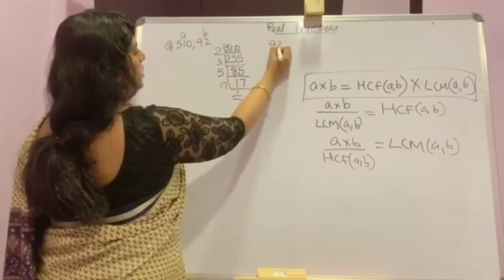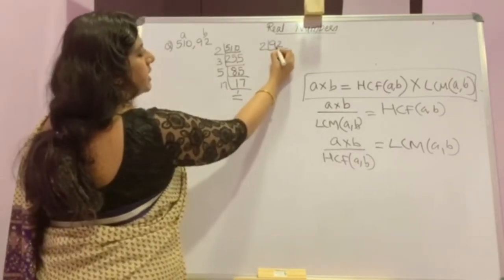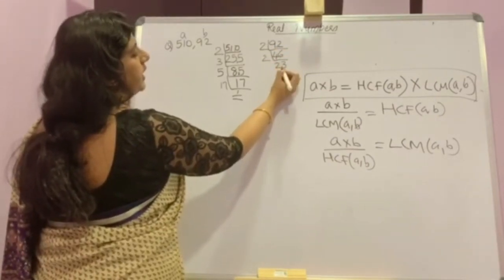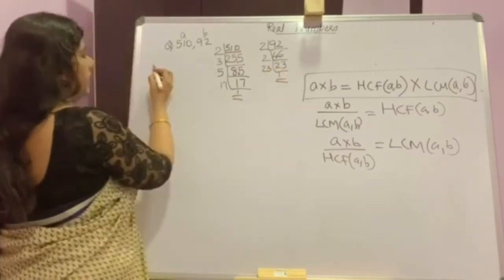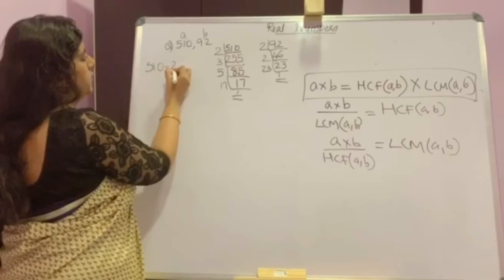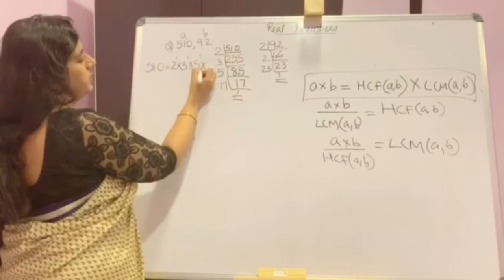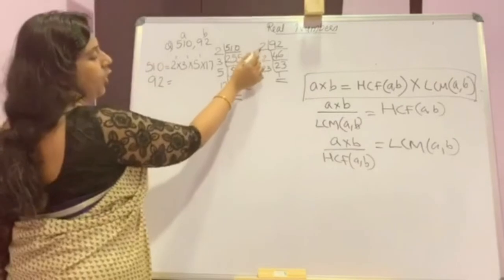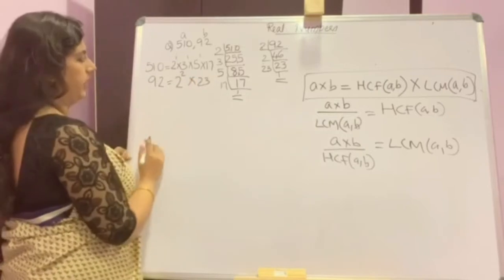Now next is 92. Again in 2: 4 2s are 8, balance 1; 6 2s are 12. 23 is a prime number. So you can write 510 is equal to 2 raised to 1 into 3 raised to 1 into 5 raised to 1 into 17. Now 92 is equal to, how many 2s are there? 2 2s are there. So 2 raised to 2 into 23.